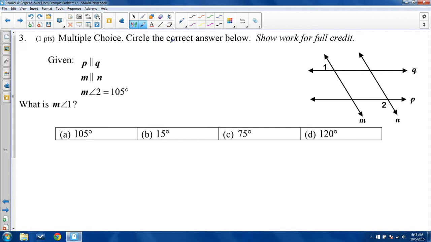Okay, number 3, circle the correct answer below. Show work for full credit. They're giving you that P and Q are parallel. If you have those diagrams, go ahead and draw arrows on them that represent that they are parallel. M and N are parallel. I'll do arrows here again, but I'll use two to differentiate what I'm looking at. And the measure of angle 2 is 105 degrees. So once again, I could just take away that angle 2 and make it 105. We have to find the measure of angle 1.